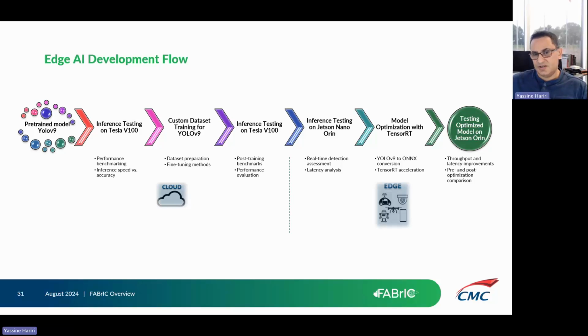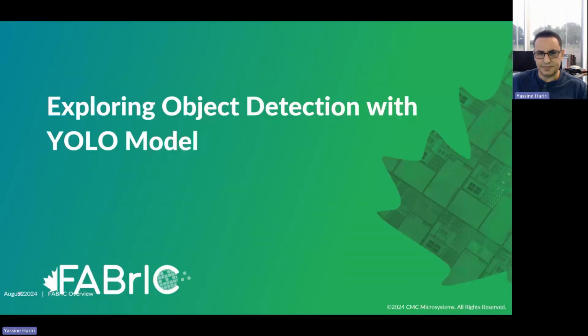Then we need something like TensorRT to reduce the size of the model and optimize it for real-time inference. And this is our main goal. It needs to run at a very nice FPS to be suitable for deployment.